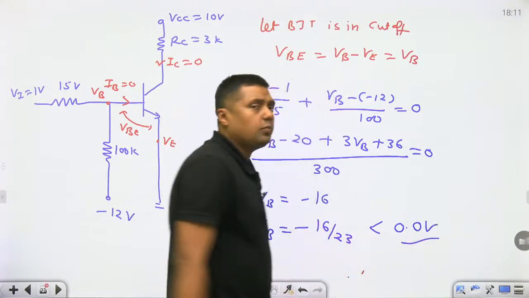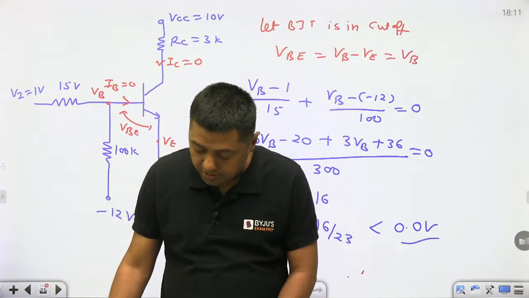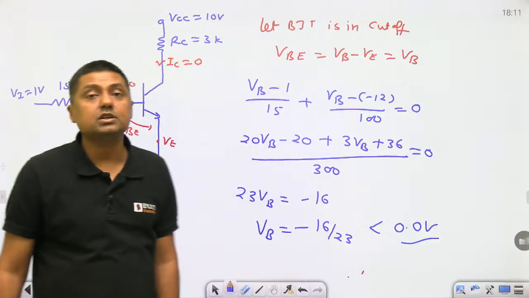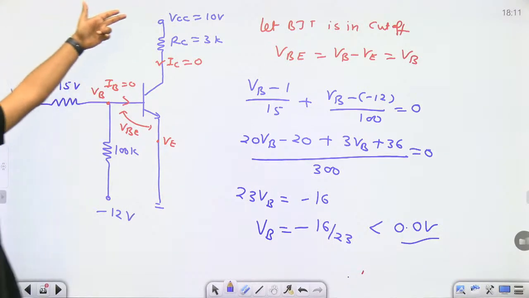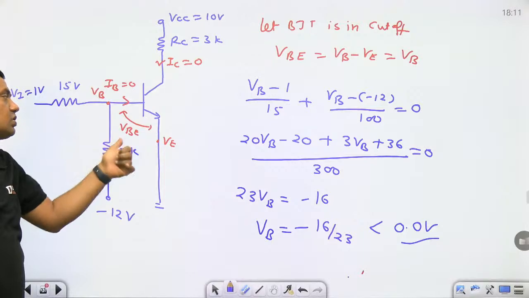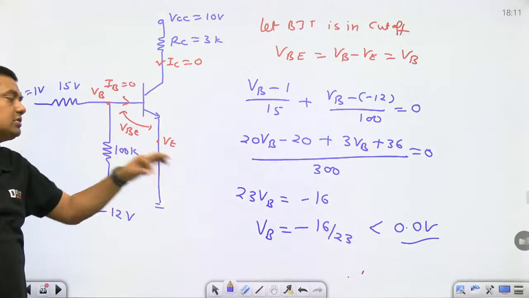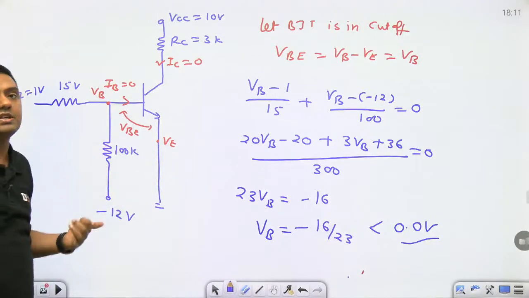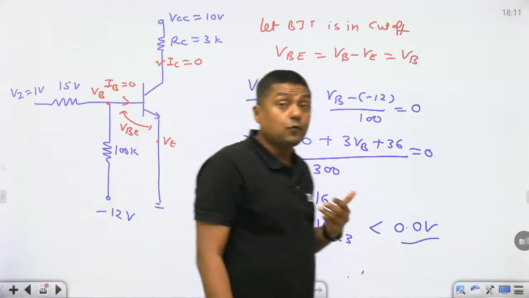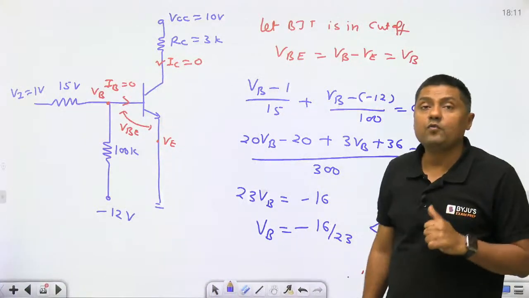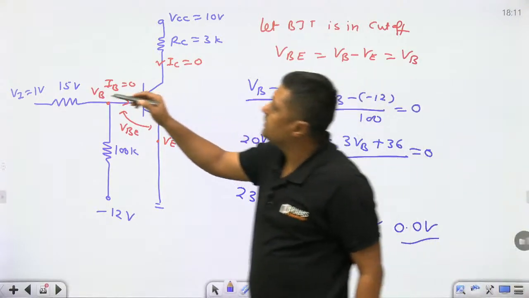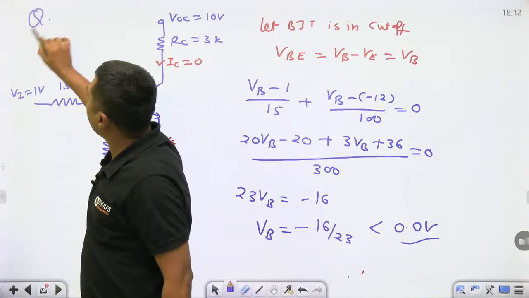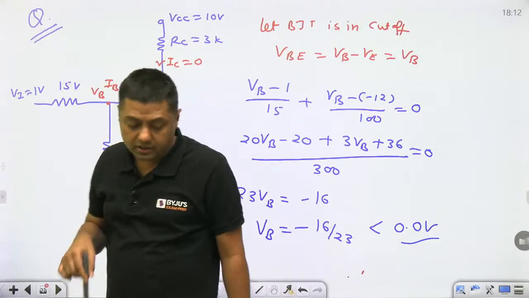If it is less than 0.0, tell me, what about the BJT? Is it in the active region, cutoff region or saturation region? Once VBE is less than 0, the collector junction is already reverse biased and the emitter junction is also reverse biased, because this value is less than 0.0. That's why the BJT is in cutoff. So first of all you have to assume, and then find the value. This is a very good question in Millman Halkias. That's why I am saying that you should try to solve some questions from a standard textbook.